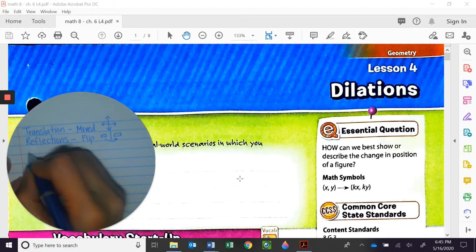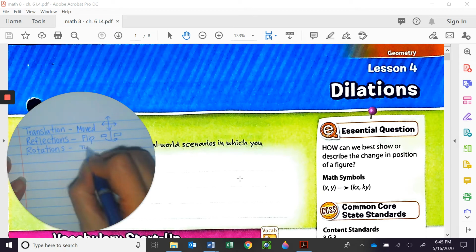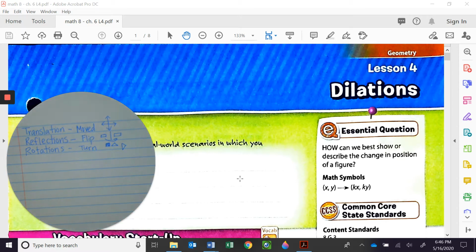Okay, then we had rotations, and that actually turned an object. So if it was here, it's kind of hard to show it like that, but if it was here, now it's here. Okay, so it turned it. But nothing about these objects changed size, nothing about them changed what it looked like. The only thing that changed was where it was, okay?